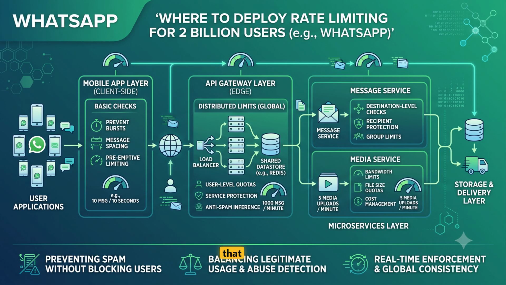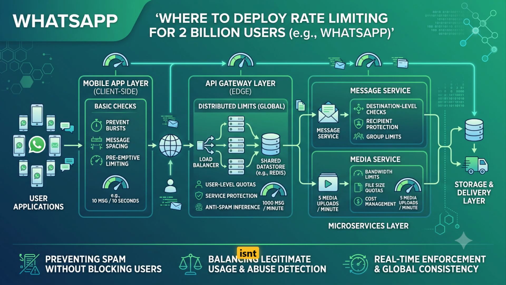First, look at that mobile app layer on the left. The app running on your actual phone handles basic rate limiting proactively, enforcing message spacing and preventing burst transmissions even before the request crosses the network. If your client detects too many rapid sends, like 10 messages in 10 seconds, it will preemptively throttle you. Most engineers forget that enforcement must start on the device.